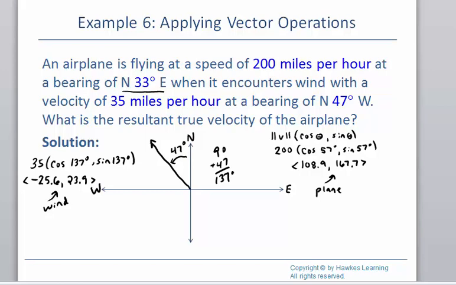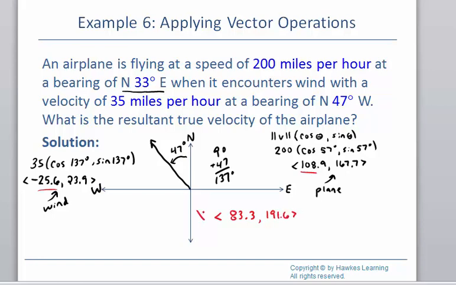Okay, so let's do that first. I am going to add the two horizontal displacements first. So 108.9, and we're going to add a negative 25.6. That gives me 83.3. And then I'm going to do the same thing for the vertical displacement. So 167.7 and 23.9 added together gives me 191.6.